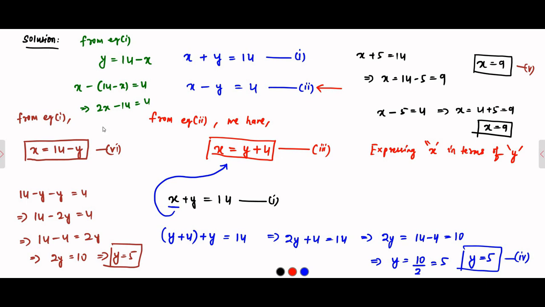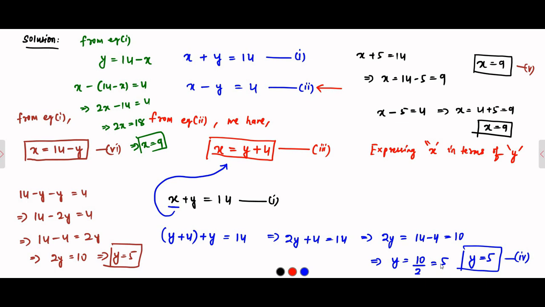That implies 2x is equal to 18. That implies x is equal to 9. Okay, so this way also you could have got the same result. You have got x is equal to 9, you could have substituted this in any of these equations and you would have got y is equal to 5.